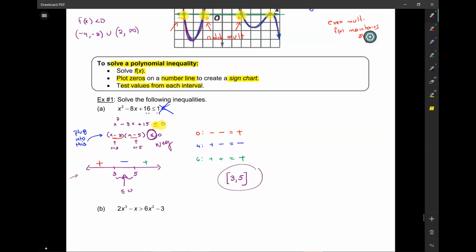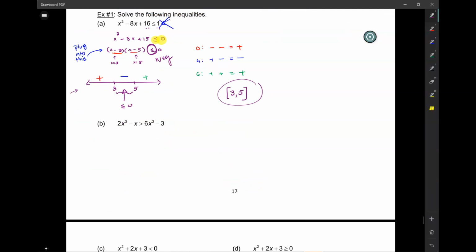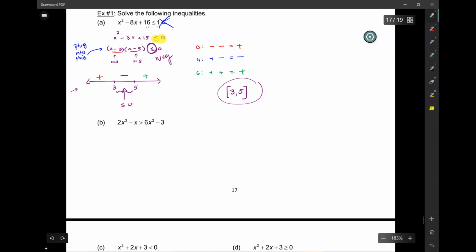Okay? All right. Let's do one more, and then we're going to add in multiplicity stuff as well. Okay, so here, let's move everything to the left side first. So 2x cubed minus 6x squared minus x plus 3 greater than 0. Okay, this is a cubic term with 4 terms, so I need to factor by grouping. Split it down the middle. From the left-hand side, I factor out a 2x squared, and I get x minus 3. From the other side, I factor out a minus 1, and I get x minus 3 greater than 0.